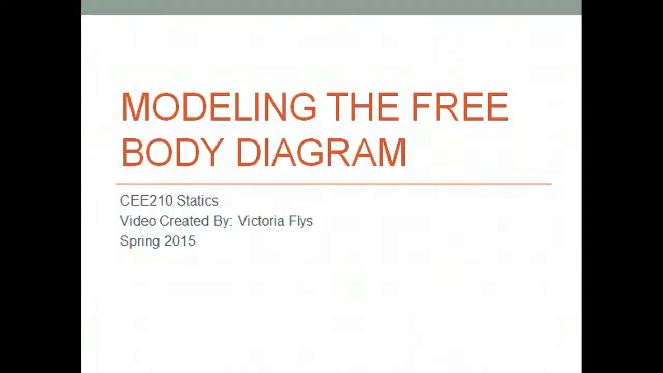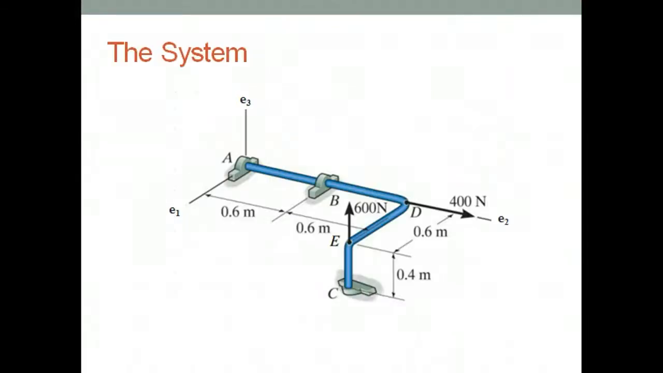Hello, my name is Victoria Fliss, and today we will be learning about modeling the free body diagram. From the picture, we know that this is a 3D system. We can see that joints A, B, and C are journal bearings.